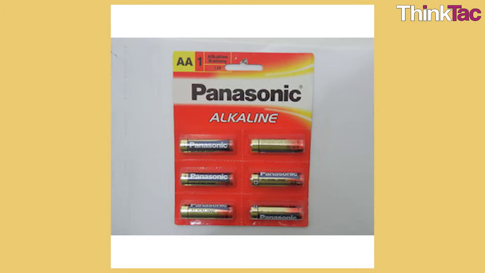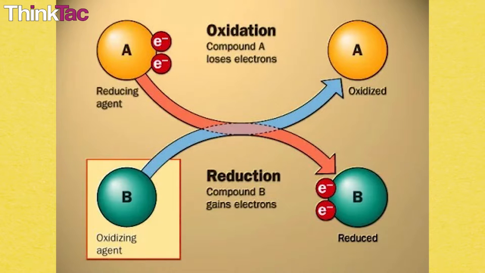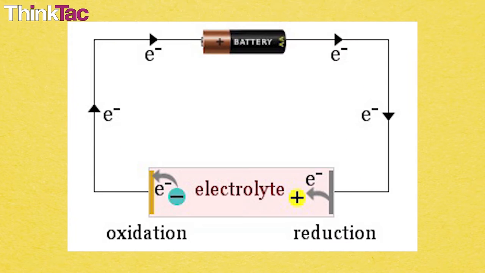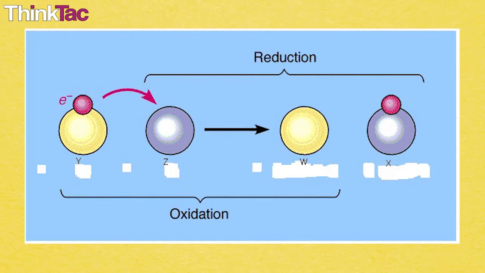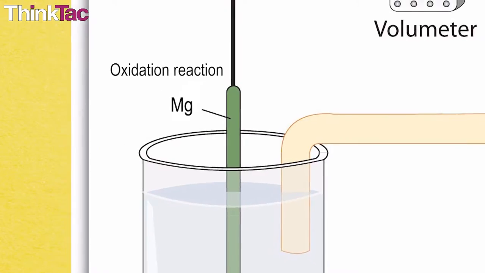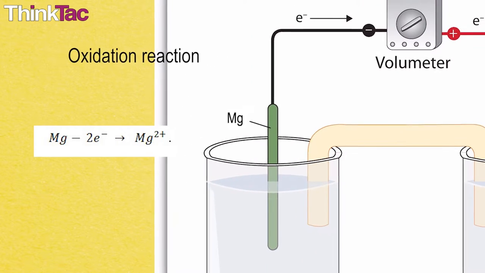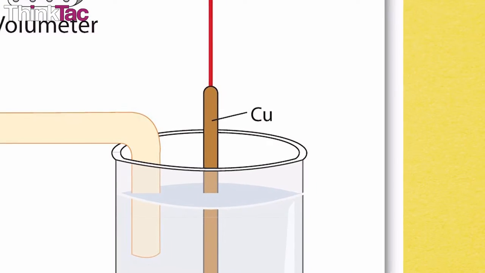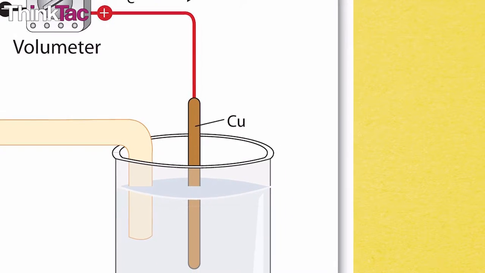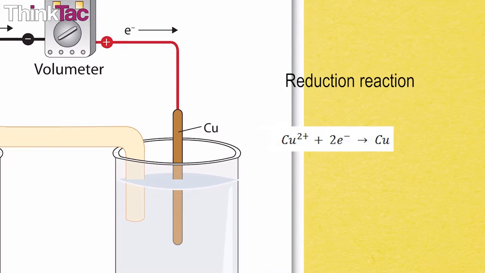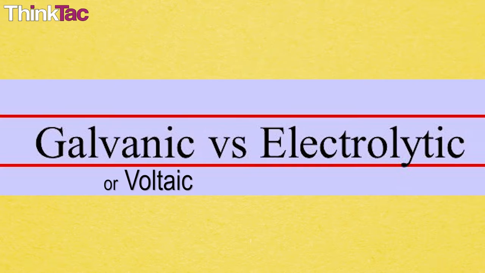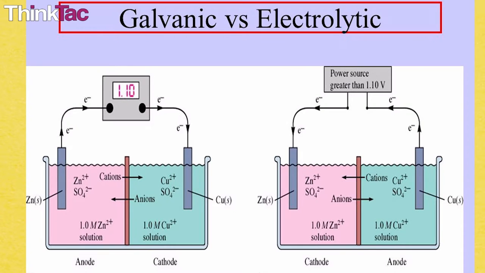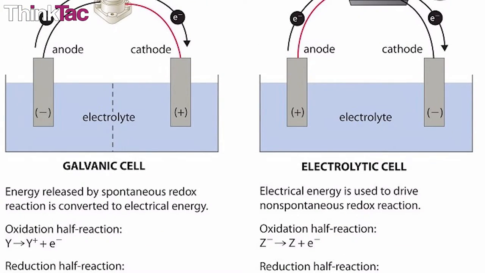Redox reactions, or reduction oxidation reactions, are important electrochemical reactions that involve a transfer of electrons between two elements. These reactions require the presence of an electrolyte that acts as a medium across which this electron transfer can take place. The voltaic cell that you made in this TACtivity is an example of a device that uses a redox reaction.